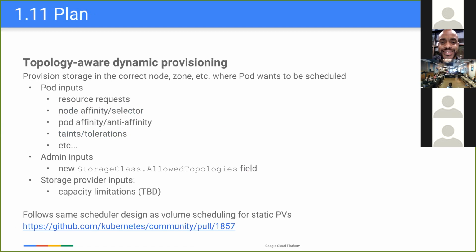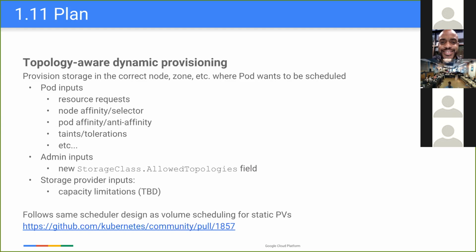Basically, when we are considering what nodes or zones or topologies would be most appropriate to provision the storage in, we have to take inputs from 3 different places. First, we have to take inputs from the pod. We have to consider all the resource requests, any affinities or selectors they might have, pod affinity, and anti-affinity. All of those aspects that influence pod scheduling will also get considered as part of running in the scheduler. The second part that can influence the dynamic provisioning decision are any restrictions made by the administrator.